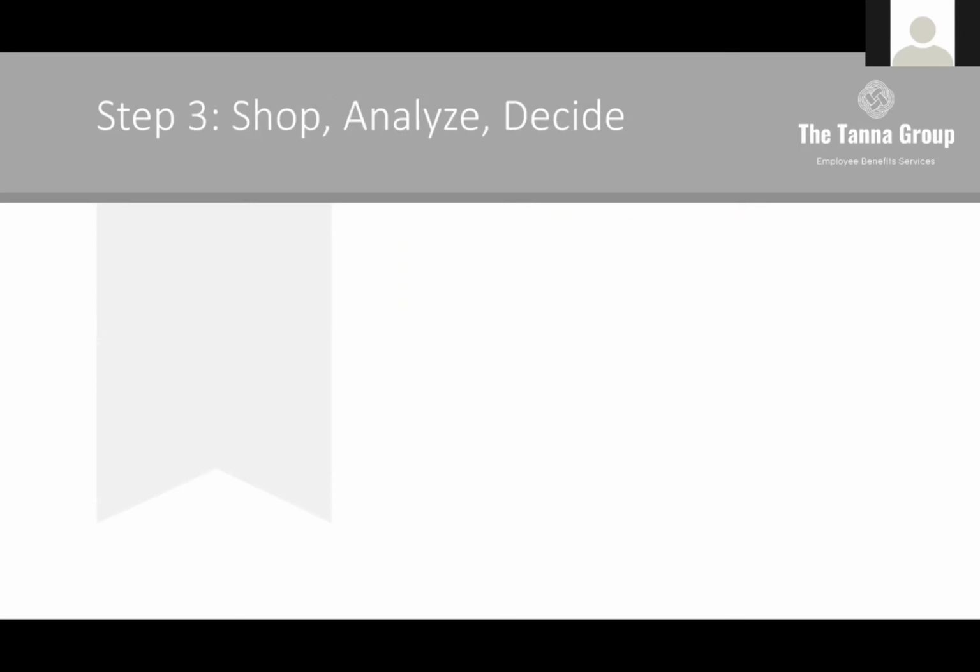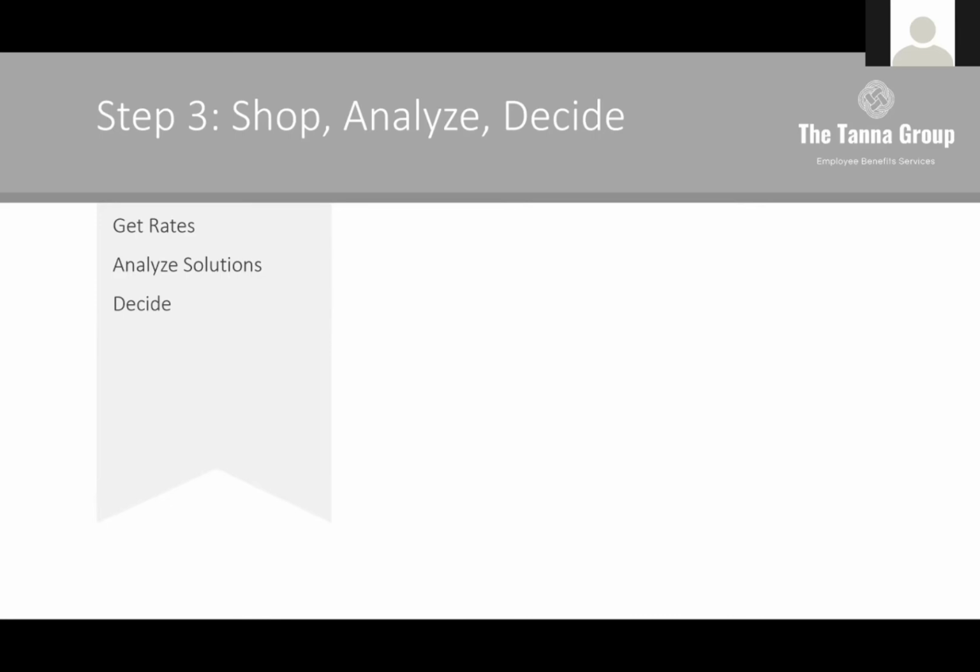Okay, everybody, we've made it to step 3, and step 3 takes quite a bit of time and entails a few mini steps. This is where we shop, analyze, and decide on the benefit options that we're going to offer our employees. Here, we submit the request for proposal to the carriers and get the rates back for review. Some carriers can take about a week to respond, but other carriers take less than a day.